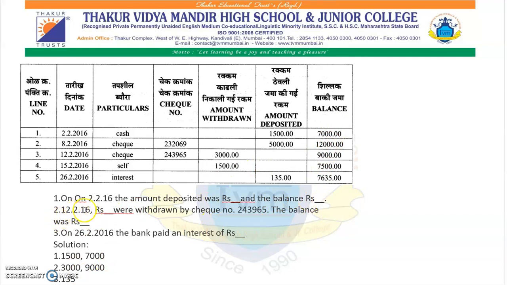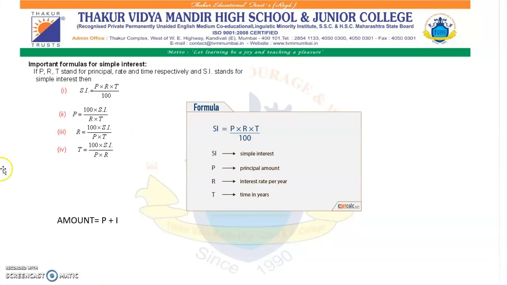Then the second question they are asking: on 12th Feb, blank was withdrawn by check. So you have to search here how much money was withdrawn. It was withdrawn 3000, so you will write 3000. The balance was how much? It was 9000, so you will write 9000. Then the next question asks, on 26th Feb how much interest was paid. You search in this and you will see that 135 is the interest we received. So we will write the answer 135.